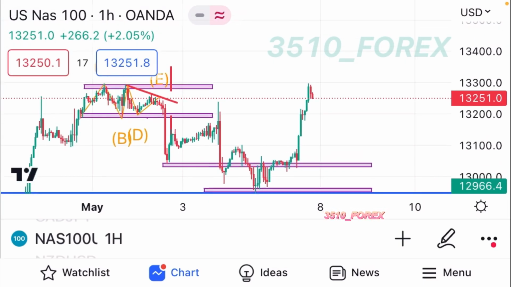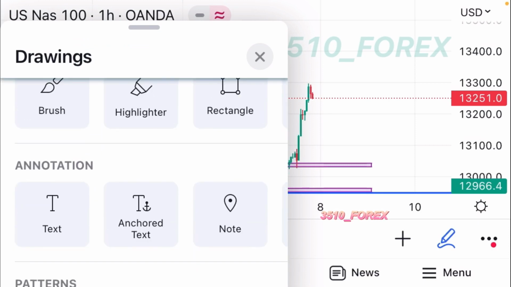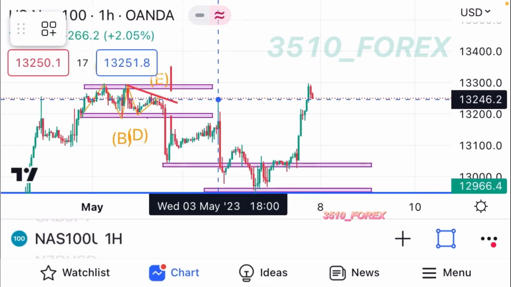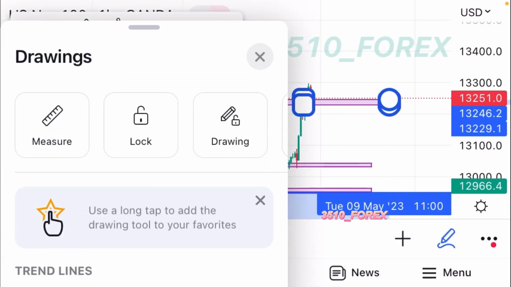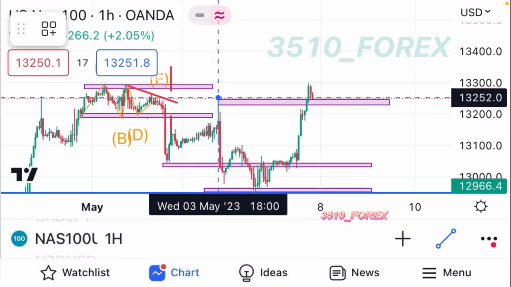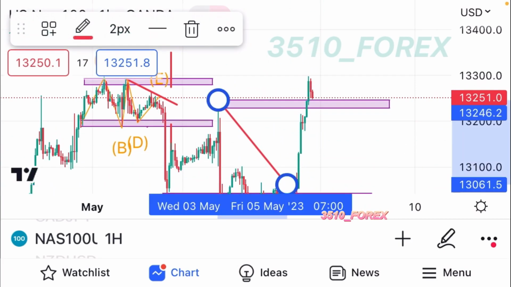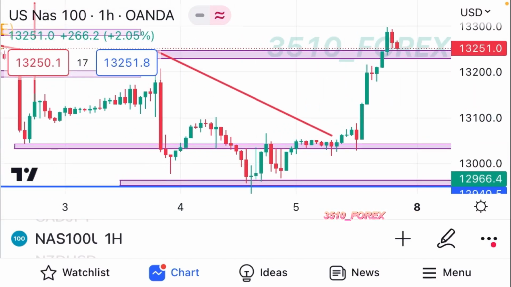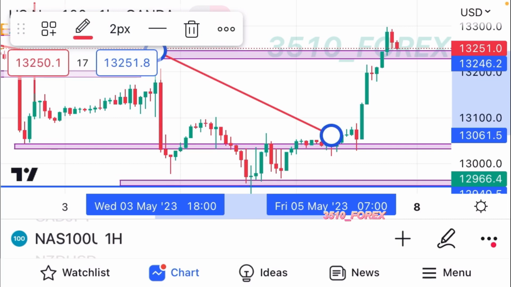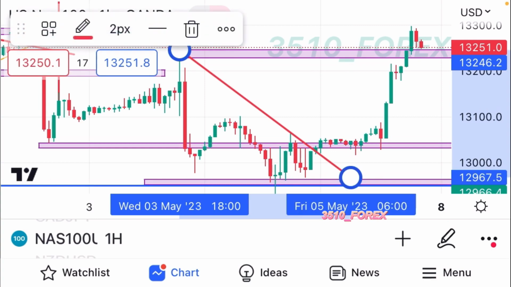And from my resistance, I should have my touch 1. Where was my resistance? My resistance was here. And from my resistance, I should have my touch 1, which will be here. And search for my touch 2 up until I have my touch 3, which will give me a confirmation of this trend that is going up that I see. So I want to confirm this uptrend. That is why I'm doing this.